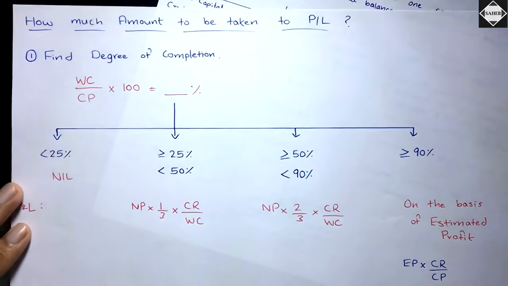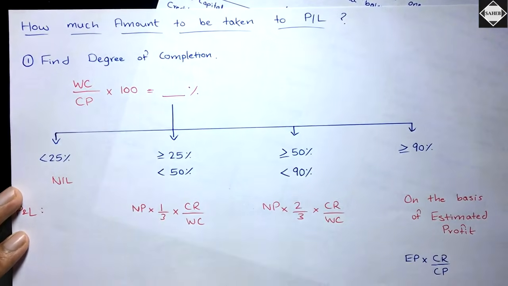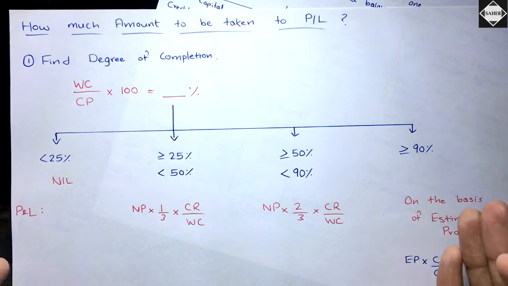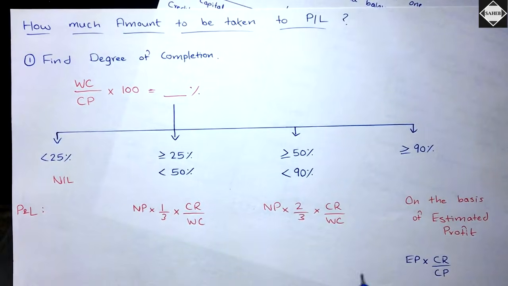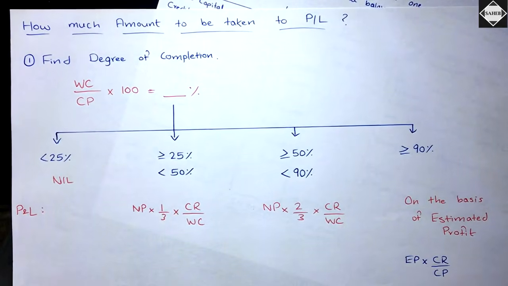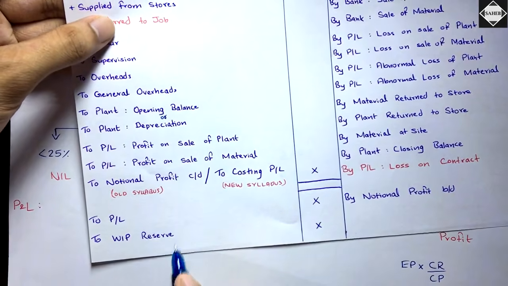You have to find the degree of completion: work certified over contract price into 100, and you will get a percentage. Then you use this chart properly and use the formulas. Wherever your percentage falls, you use that formula and transfer that much amount to the profit and loss, and the remaining would go to WIP reserve. Whatever goes to the profit and loss, the remaining goes to WIP reserve.